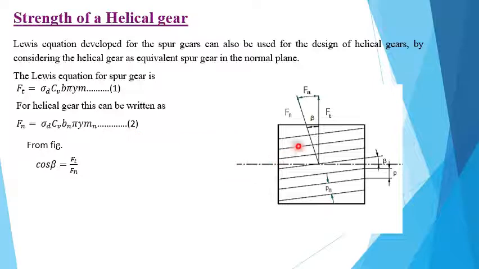So now from the figure we can write cos beta as Ft divided by Fn. So therefore Fn can be written as Ft divided by cos beta. Let's take it as equation number 3. So now we can also see from the figure the face width B can be written as Bn into cos beta, or cos beta is nothing but the ratio B to the Bn.